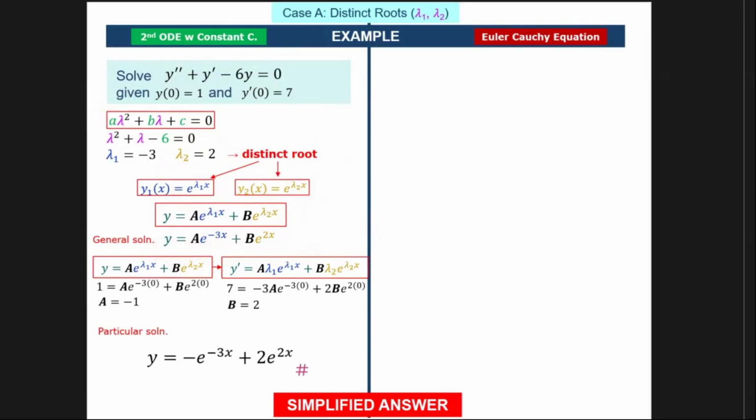Now, since the initial condition is given, you have to derive the general solution to get y prime. Substitute the values of the initial condition here to get a and b. And then, once you have a and b, you can substitute a and b into the general solution over here and get the particular solution.